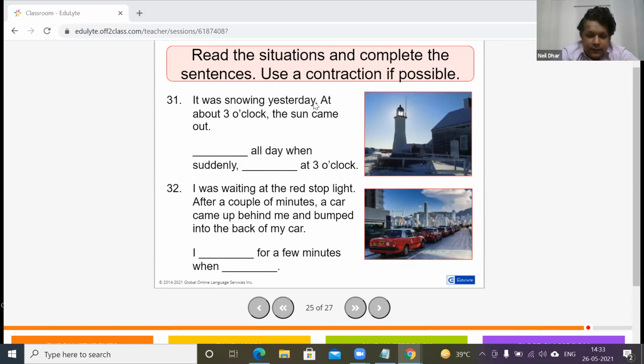Okay. Next. I was sitting at the red stoplight. After a couple of minutes, a car came behind me and bumped into the back of my car. I had been waiting for a few minutes when a car came behind me and bumped into the back of my car. Okay. Next one.